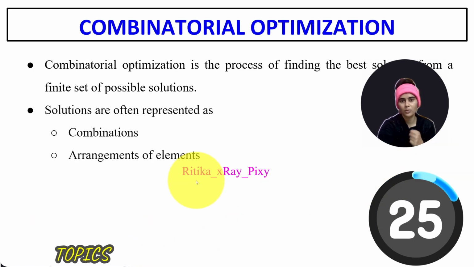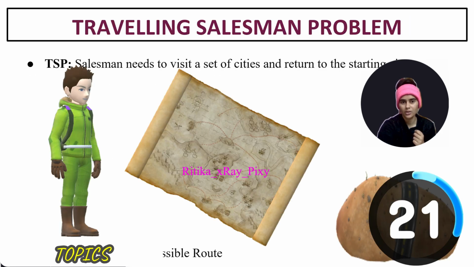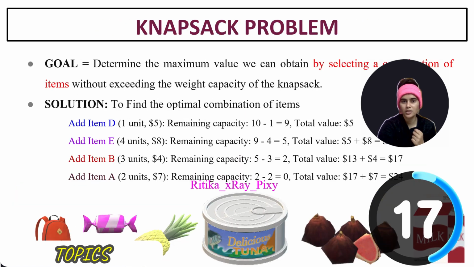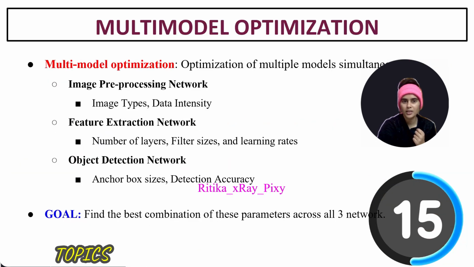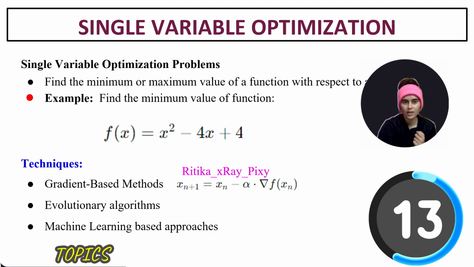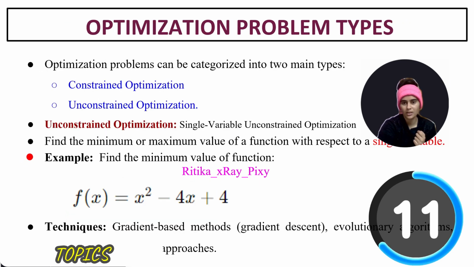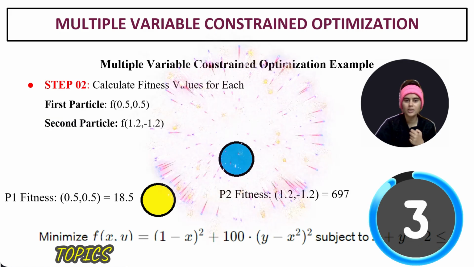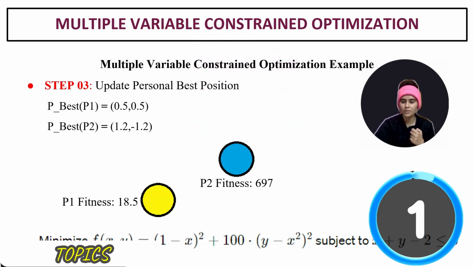So first we have combinatorial optimization problems that we will try to understand using examples. Multimodal optimization, then we have single and multivariable optimization based on constrained and unconstrained. Then in the end, using particle swarm optimization, we will solve one multivariable unconstrained optimization problem.